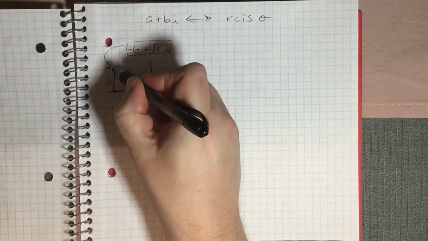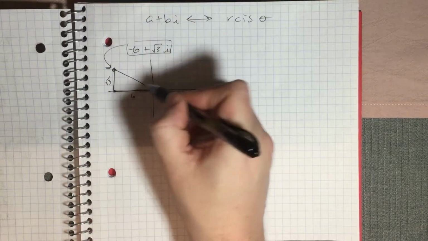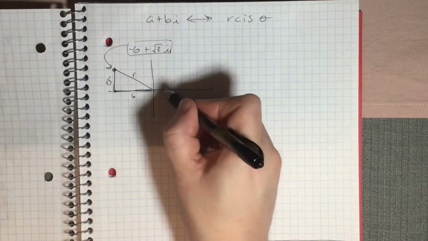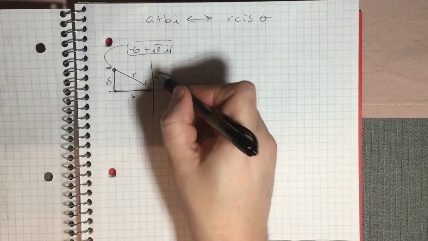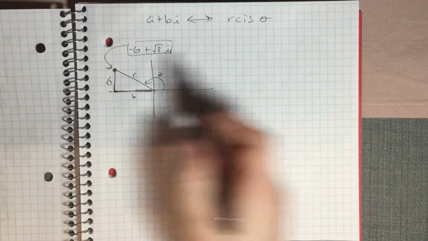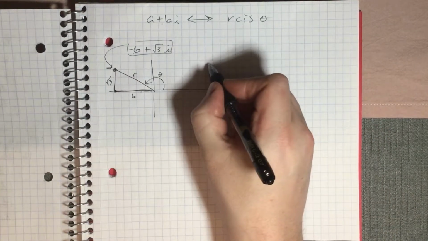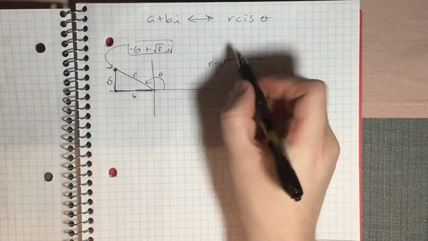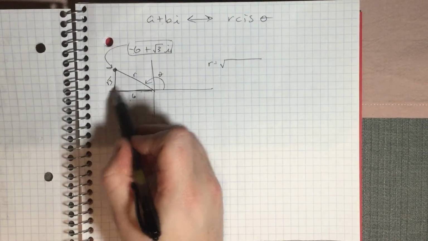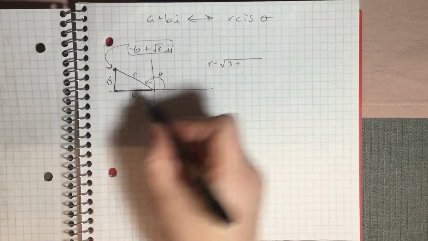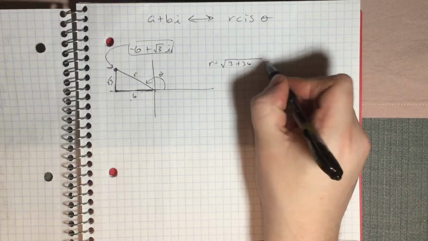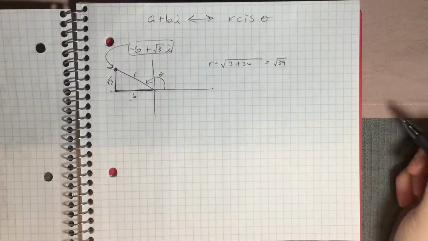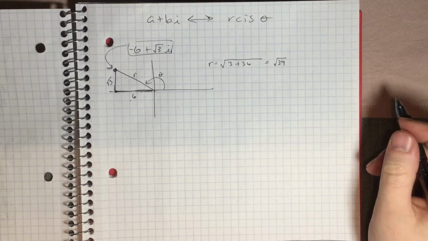So to find the cis form, all we need to find is the r, right? This is r, and then we need to find the theta, which is that standard position angle. Now the r is easy. We just Pythag it. So r is the square root of, square both sides here, root 3 squared is 3, plus 6 squared is 36. That is the square root of 39, which does not reduce.